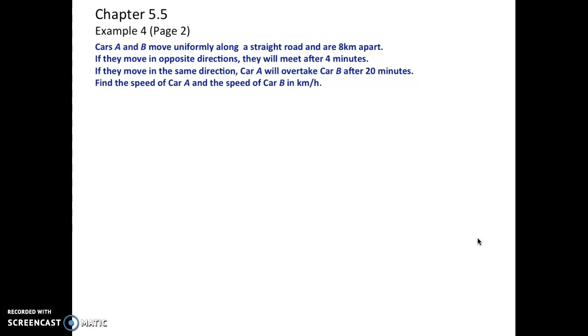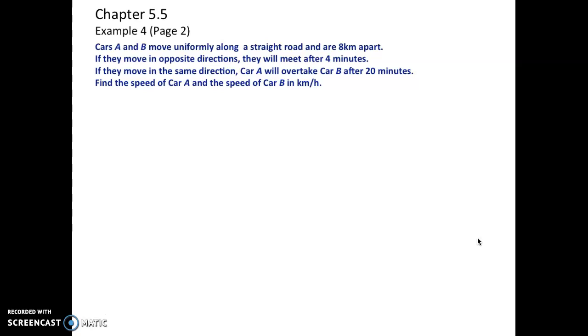Cars A and B move uniformly along a straight road and are 8 km apart. If they move in opposite directions, they will meet after 4 minutes. If they move in the same direction, car A will overtake car B after 20 minutes. Find the speed of car A and the speed of car B in km per hour.